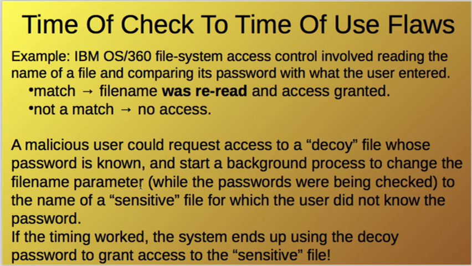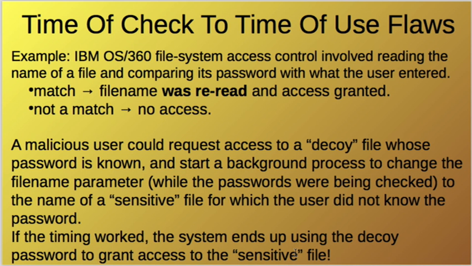That is, you make the system check a decoy file whose password you know, and then while it's checking it, you change it. You know it's going to work, and so you change the name of the file to something that you want to get access to, like the list of passwords, let's say, a sensitive file for which you don't know the password. And if the timing worked just right, the system will end up giving you access to that sensitive file, even though you don't have the password for it.